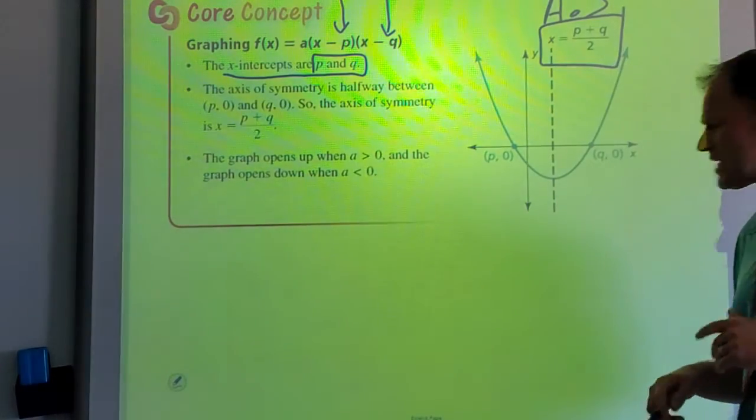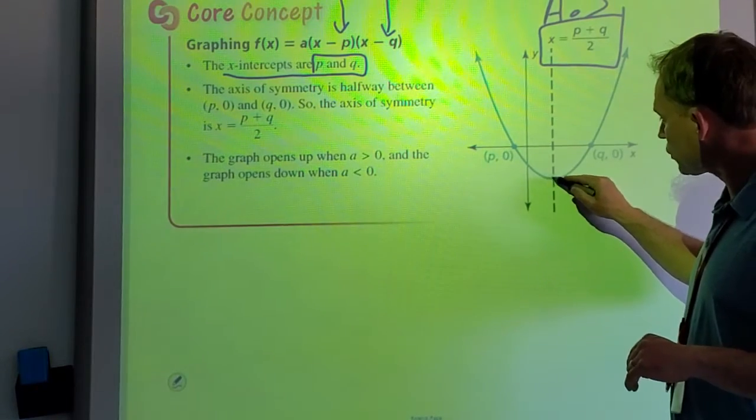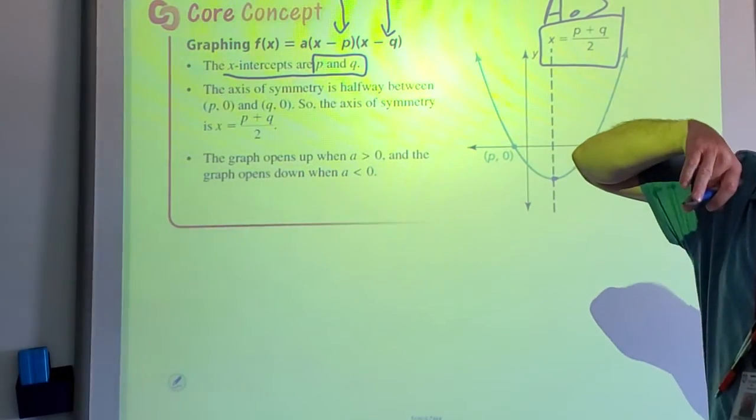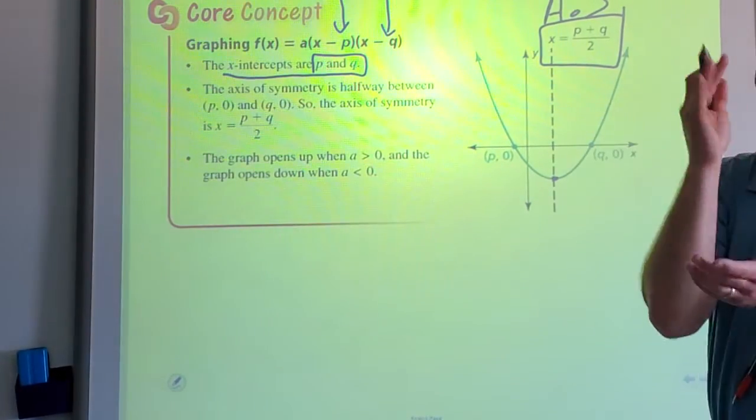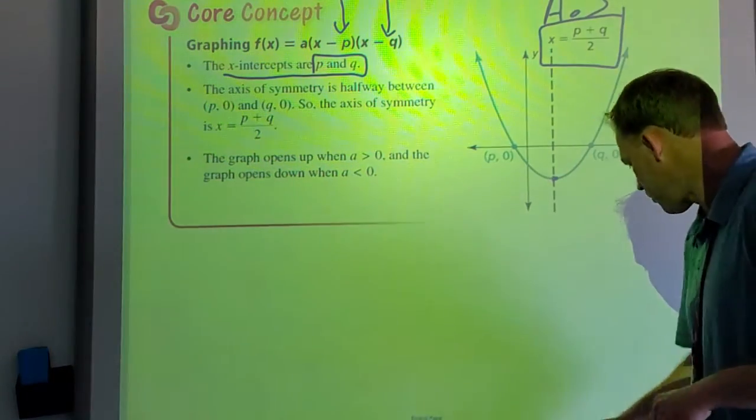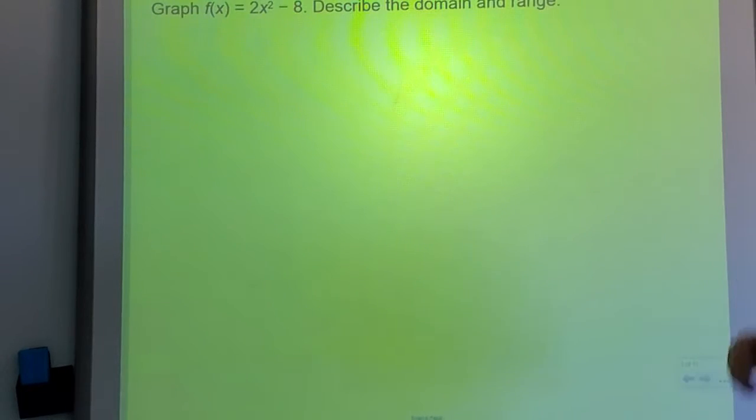All right? Now, the other thing that you need to know is this point right here, the vertex. The way I would find that vertex is the same way I found it last time. I knew the axis of symmetry. Once I know the axis of symmetry, I plug it in to find my vertex. All right, so let's roll on from here.